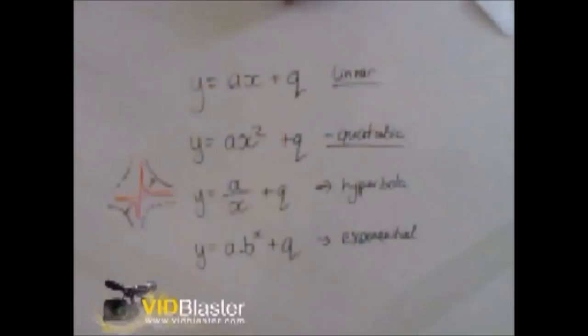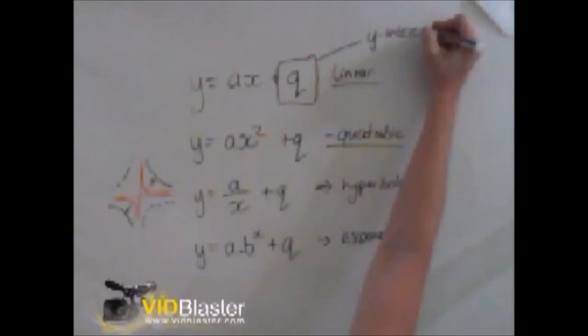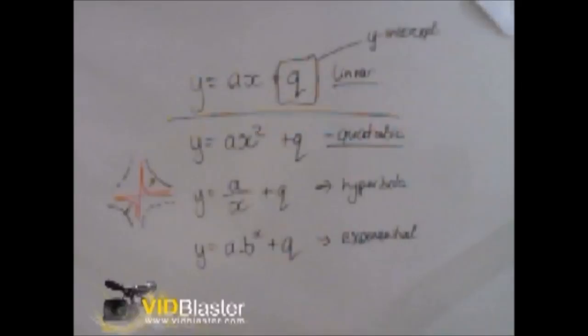However, I must point out a misconception here. Many learners in grade 9 learn that Q is the y-intercept. Which, at grade 9 level and with a linear graph, isn't necessarily wrong, but it can cause further misconceptions, for example, when we get down to hyperbolas and exponential graphs. Because it's not necessarily the y-intercept, it's the shift.